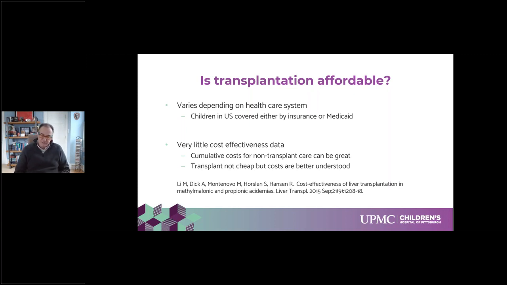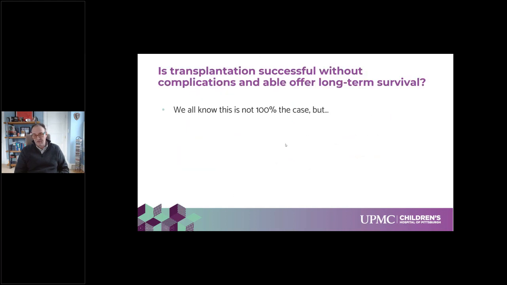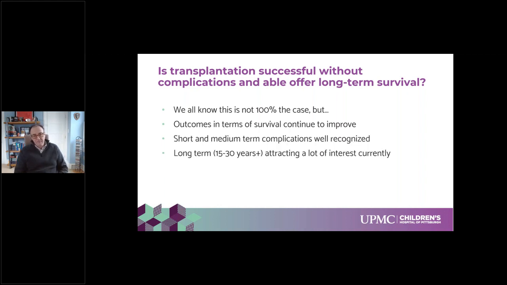There are a large number of assumptions based on any Markov model, but based on that model, liver transplantation looked like an economically very reasonable proposal for patients with these conditions. And finally, is it successful without complications and offers long-term survival? Well, of course, we know no surgical procedure is free of complications, but outcomes in terms of survival continue to improve. Compared with when we started in the 1980s, the outcomes are spectacular, but can always be better.